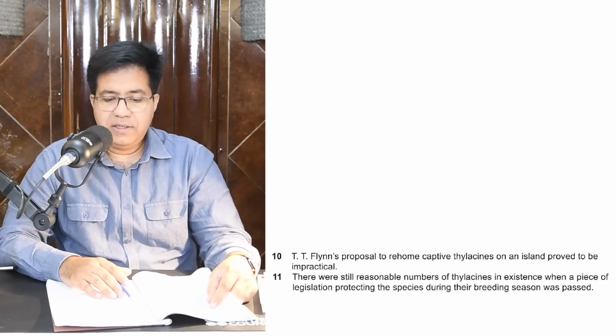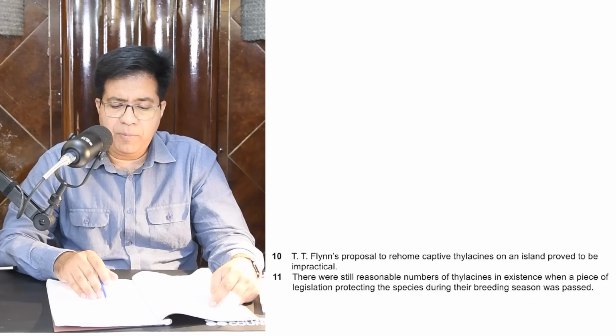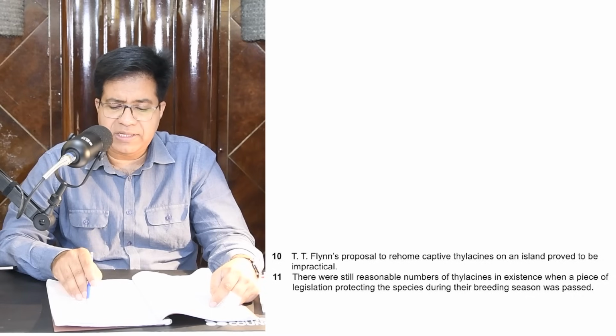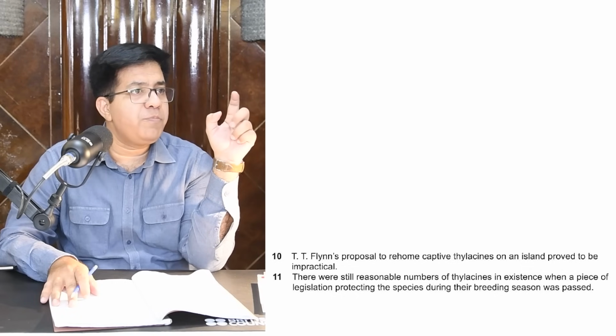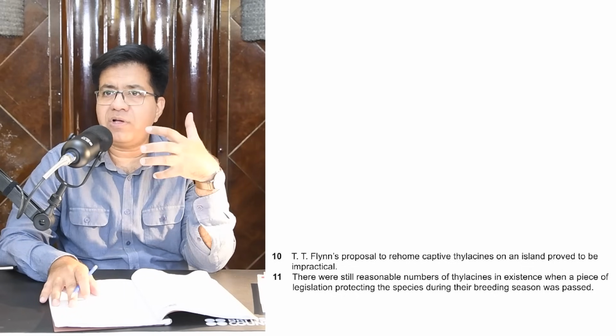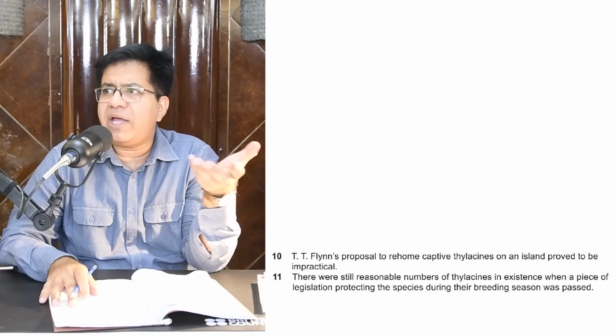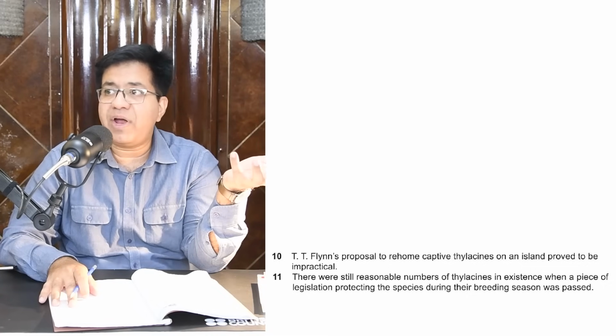Question number 10. T.T. Flynn's proposal to rehome captive thylacines on the island proved to be impractical. Now, "proved to be" means they acted upon the proposal and the proposal was impractical. Impractical means something which cannot be done. We call it impractical. Okay.